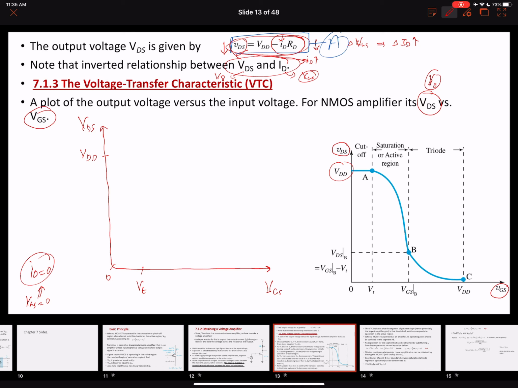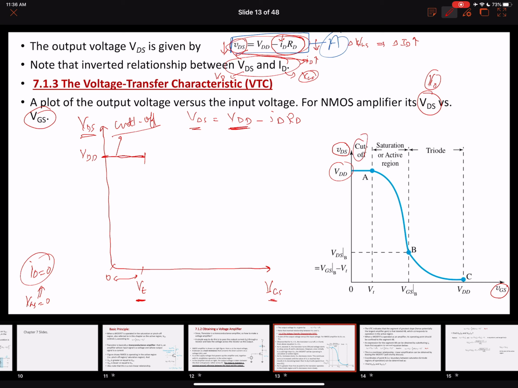All right, at the gate to source voltage, the threshold voltage, when the gate to source voltage becomes equal to the threshold voltage, a drain current will start to flow. So we can see that VDS equals VDD minus ID times RD, right? This VDS will remain equal to VDD as long as VGS remains less than the threshold voltage. So we get this region, which is called the cutoff region, when our drain current is 0.